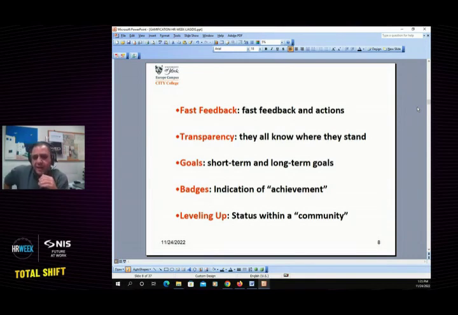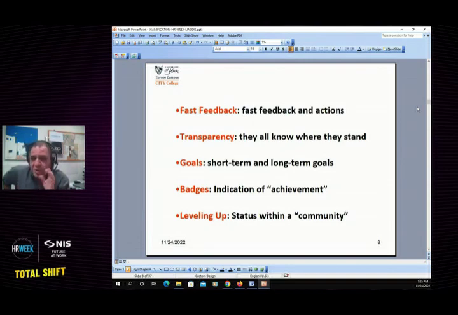Another game mechanic is transparency. They all know where they stand. Like any game, you play, it's 4, 6 of us, and you say, ooh, I'm second, I'm not first yet, or I'm coming last. So this transparency is obvious in a gamified activity within an organization too.